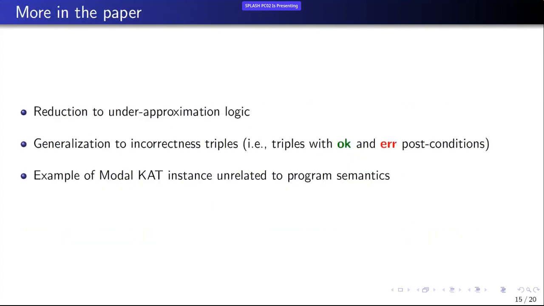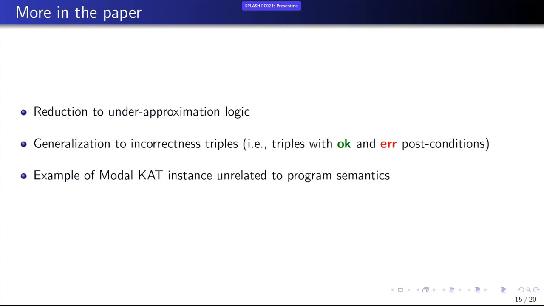So in this paper, we have done something more. We have also considered a reduction of this LCL logic, using the KAT formulation, to under-approximation logic, where by under-approximation logic we mean OR logic, in which the triples have only a single postcondition. And we have shown that, again, using a particular abstract domain, which is the trivial abstract domain, we can obtain this under-approximation. That was also done in the original LCL paper, but we have shown that this can be done also in this algebraic formulation of the logic.